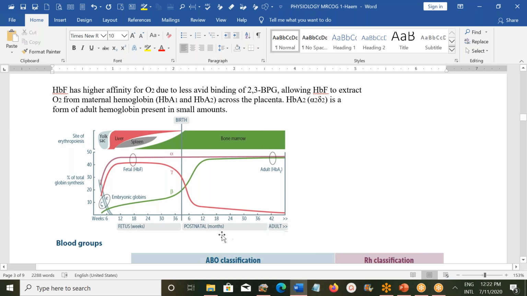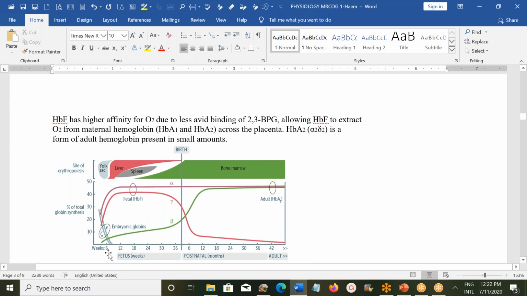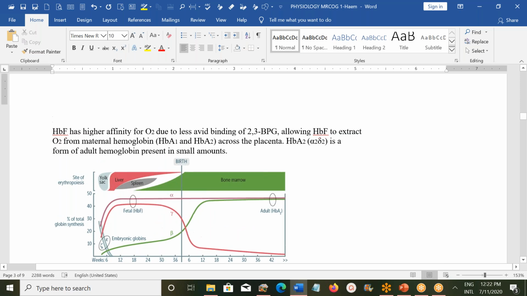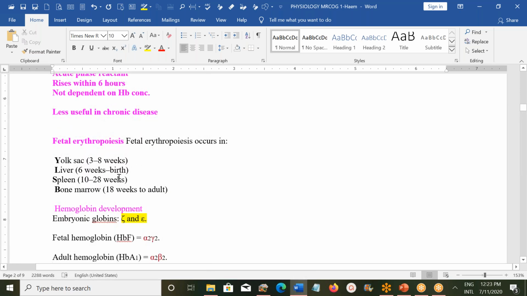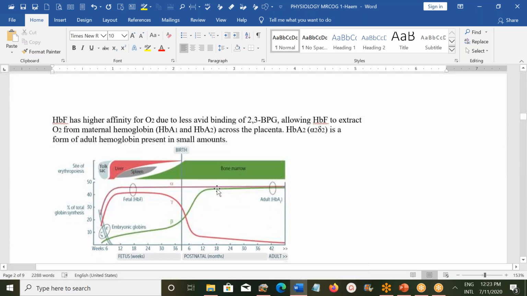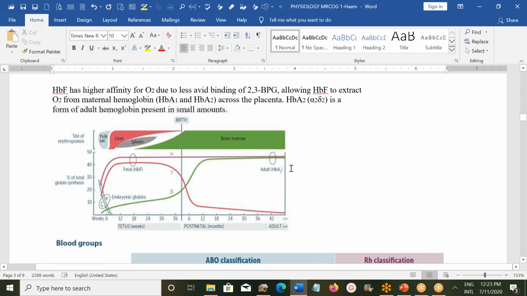This is the fetus, this is the neonatal, postnatal period, and then adulthood. The sites of blood formation you have seen: 3 to 8 weeks is the yolk sac. Liver will take up this function at how many weeks? From 6 weeks, and it continues into adult life. Spleen will also take up this function, from 10 weeks to 28 weeks. Then you look at the bone marrow. In the adult, the main tissue producing blood is bone marrow.